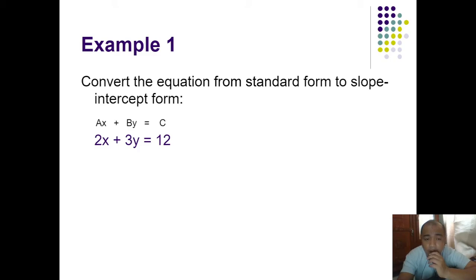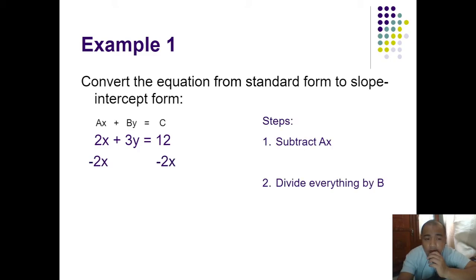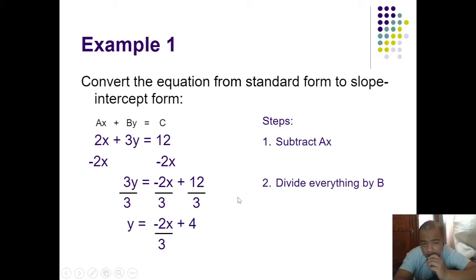First, subtract ax. Then 2x minus 2x cancel. So ang natira dito sa left side, 3y na lang. So 3y equals negative 2x plus 12. Then second step, divide everything by b. B is 3, so divide all terms by 3. Y equals negative 2/3 x plus 4 is the slope-intercept form equivalent of the line 2x plus 3y equals 12.